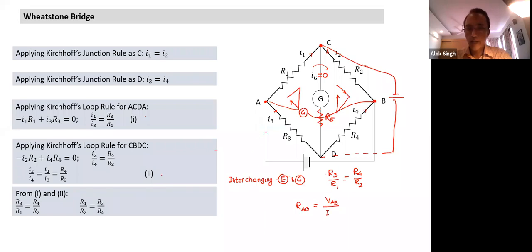So if current I enters the junction and the potential difference between A and B is V, the ratio of the potential difference between two points divided by the current entering the junction is equal to the equivalent resistance between points A and B. In that case, we have to do the current distribution calculation.